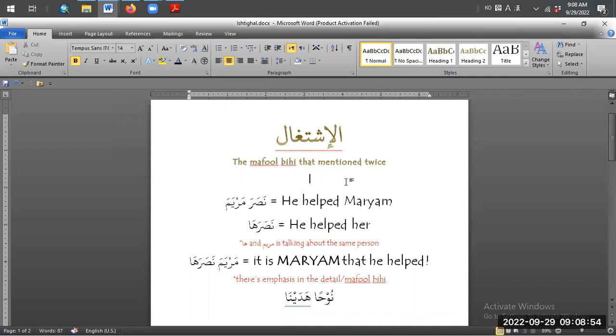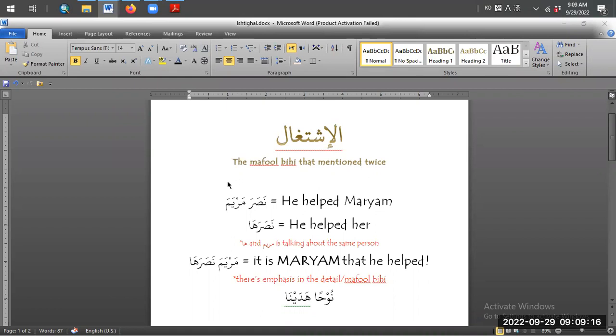So maybe I need... Assalamualaikum warahmatullahi wabarakatuh. Waalaikumsalam warahmatullahi wabarakatuh. Assalamualaikum, Sister Saima and Sister Ferry. Waalaikumsalam warahmatullahi wabarakatuh. Okay.